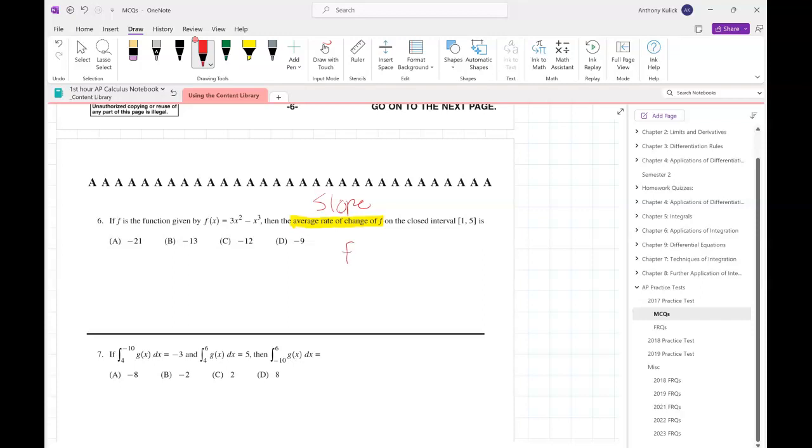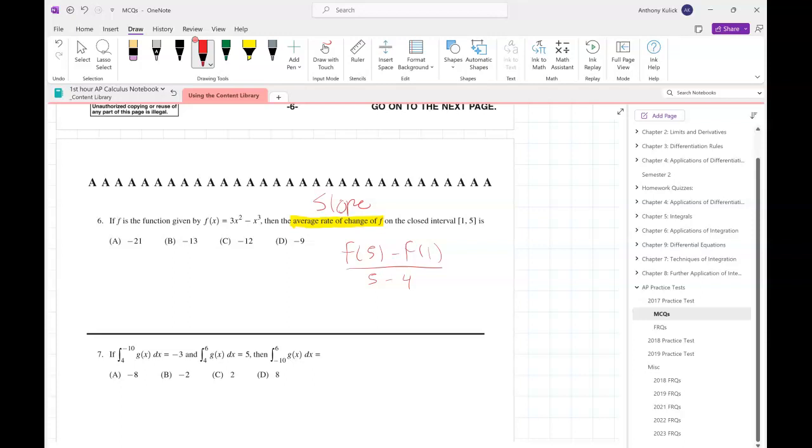So this would be like f of 5 minus f of 1 over 5 minus 1. Average rate of change is slope. Average value is an integral. Average rate of change is a slope. Average value is a formula involving an integral.